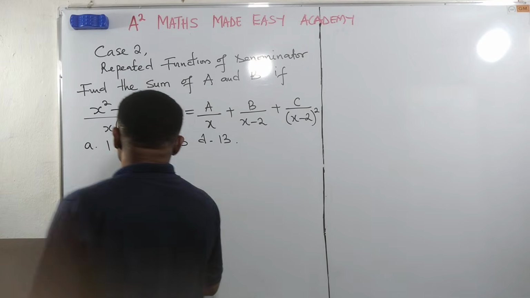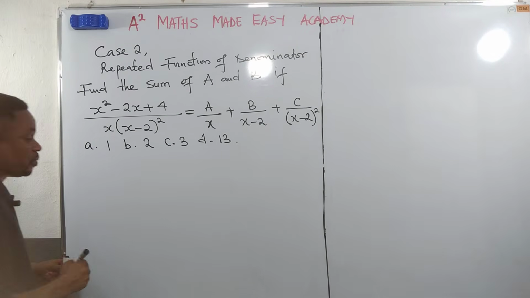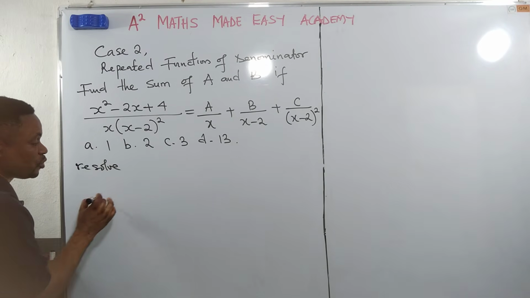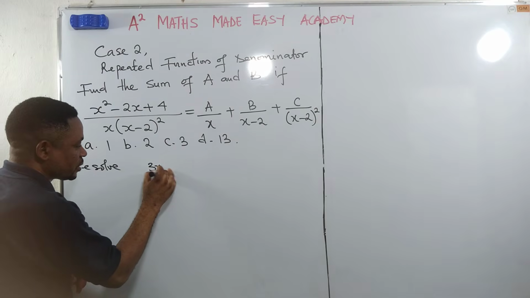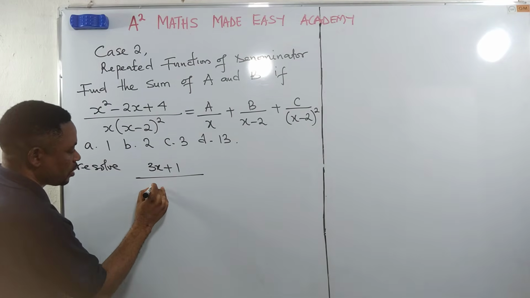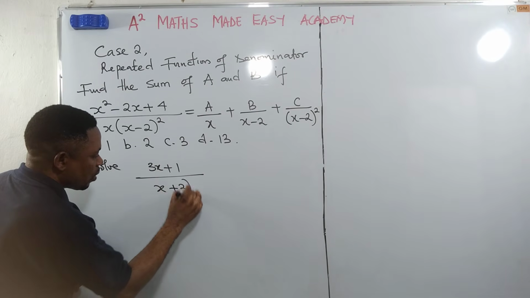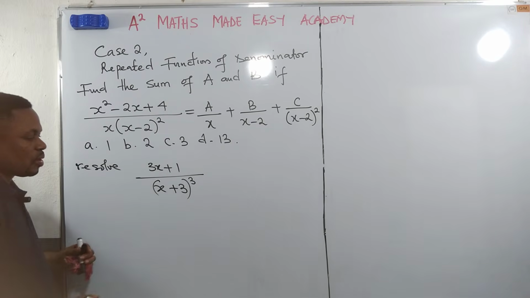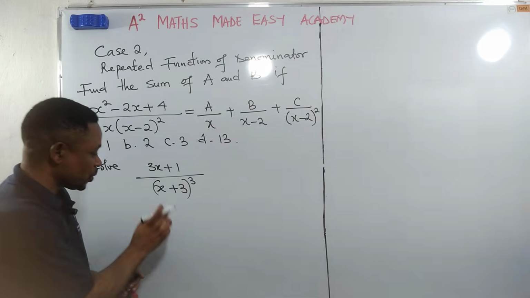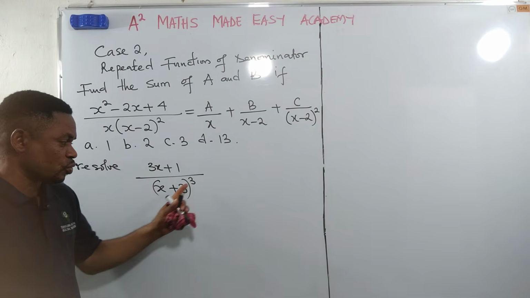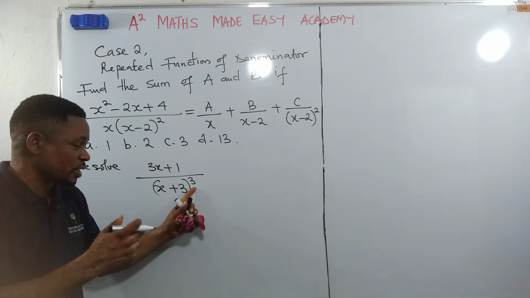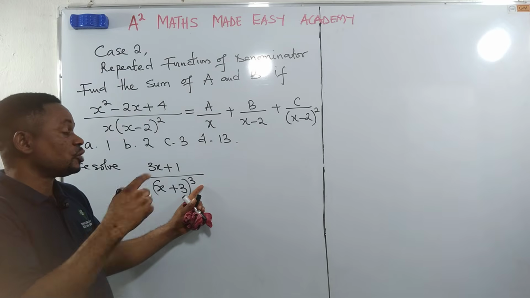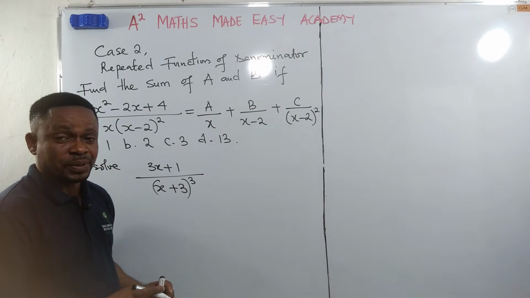Now before we tackle this question, I want you to observe something here. Let's take, for instance, if you are asked to resolve this into partial fractions, let's say 3x plus 1 all over (x plus 3) all raised to power 3. Am I communicating now? So this is called a repeated function. What makes it a repeated function is that x plus 3 is to power 3. Any repeated function, you must start with power 1, then it will increase to power 2, and finally to power 3. And that is why it is called a repeated function.